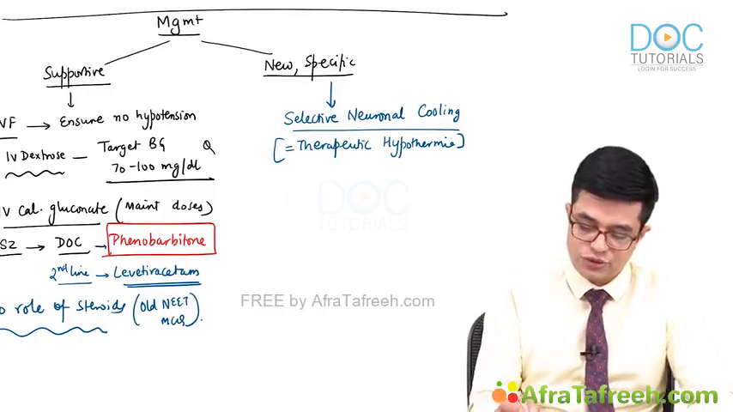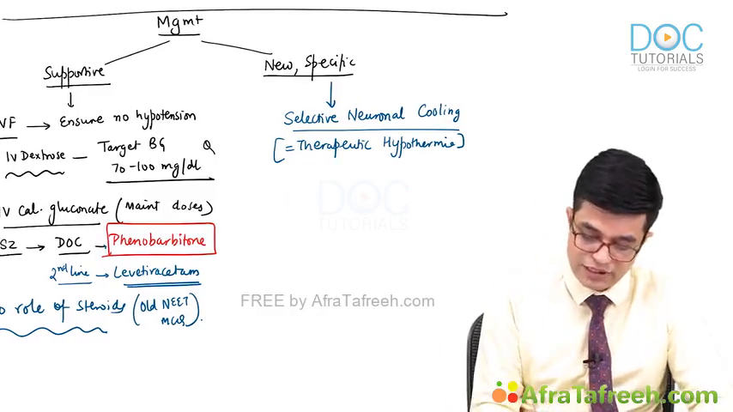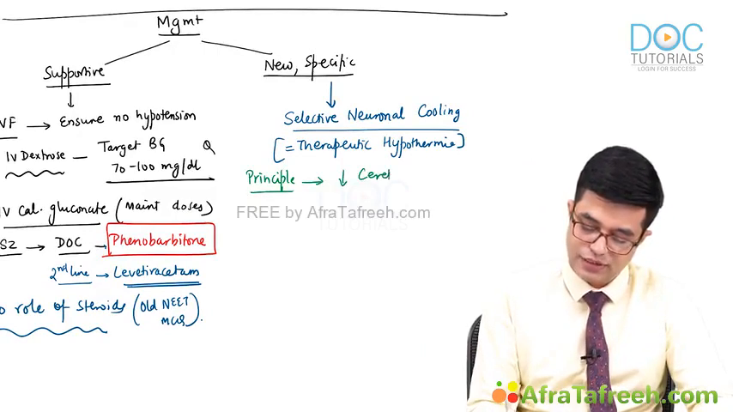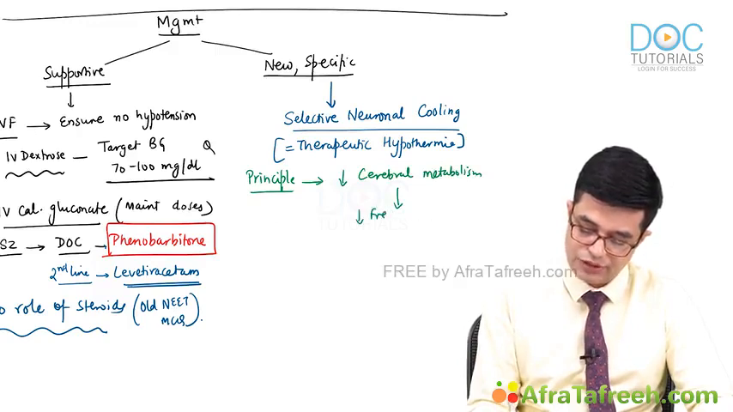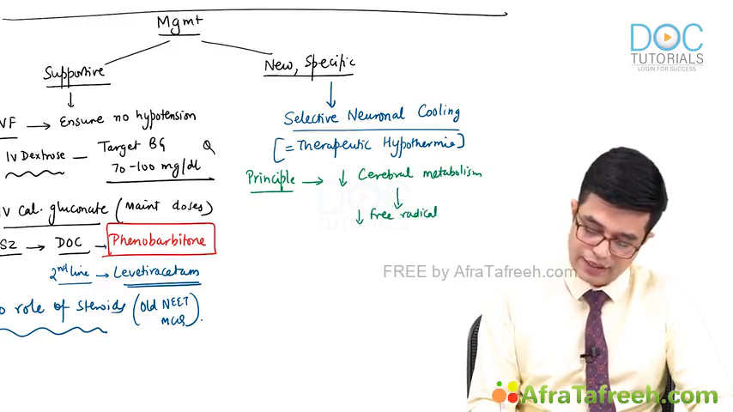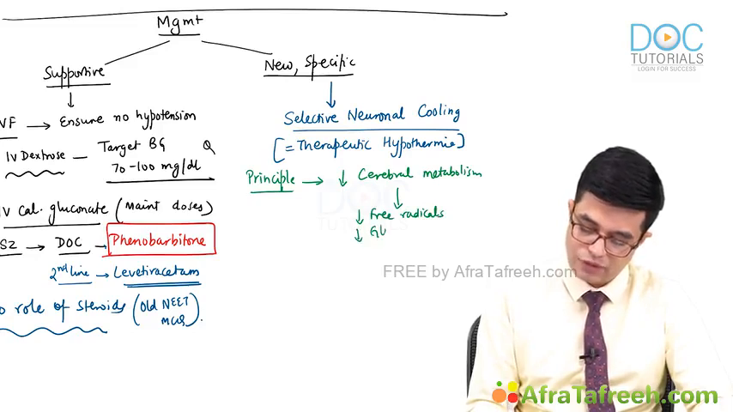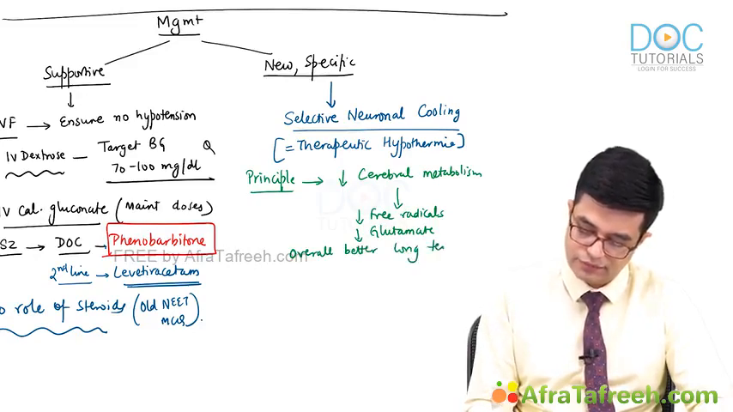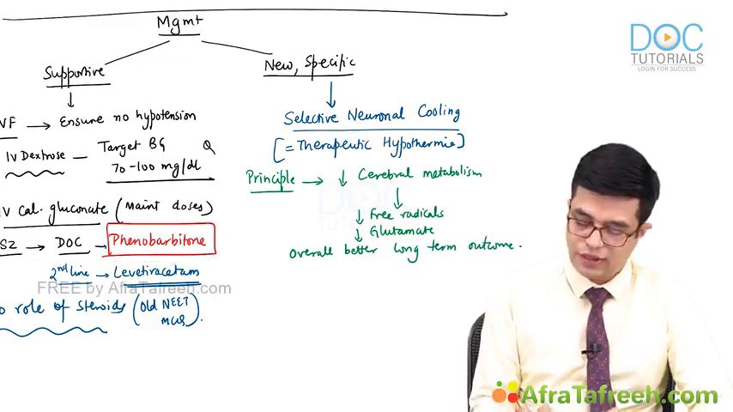So, what are the things that you should remember? How does it act? What is the principle? The principle is that on decreasing the temperature, there will be decreased cerebral metabolism, which will lead to less free radical formation and less glutamate production. It produces overall better long-term outcome. So, how do we do it?